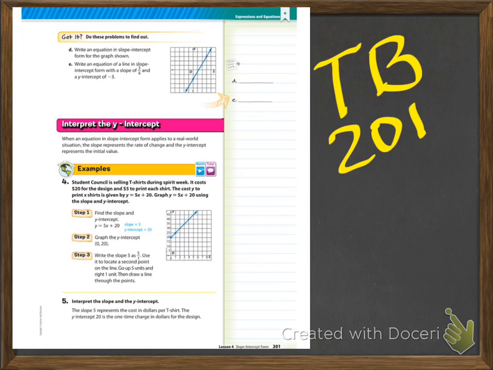So I want you to annotate the problem. That means to do your circles and your underlines, just like we've been talking about. Push pause, annotate the problem, show your work on the graph, and then push play to check your work.